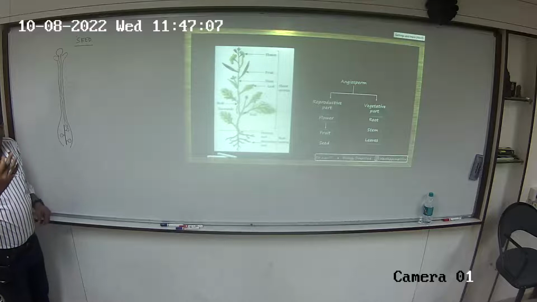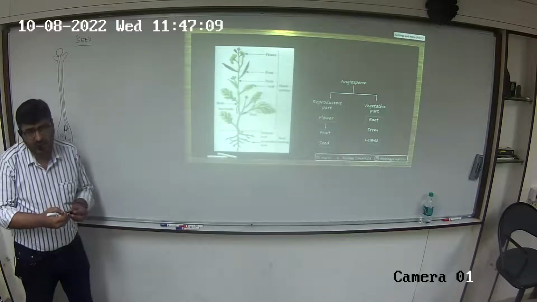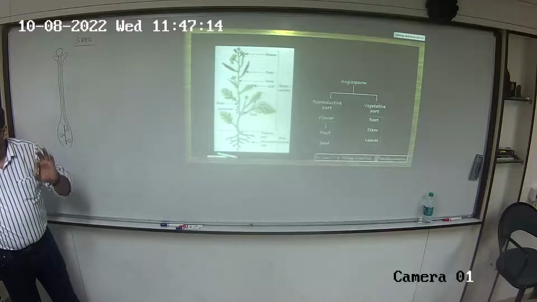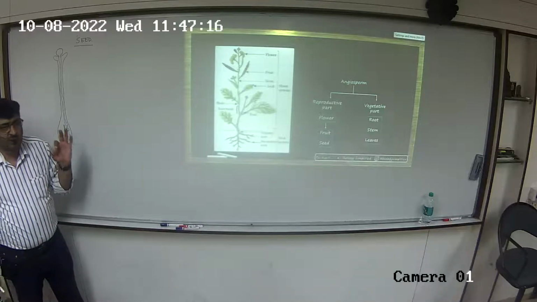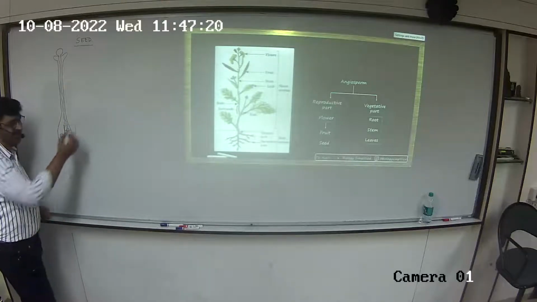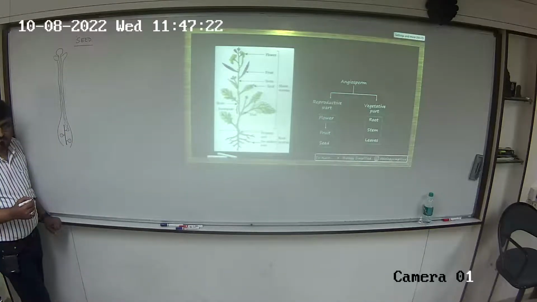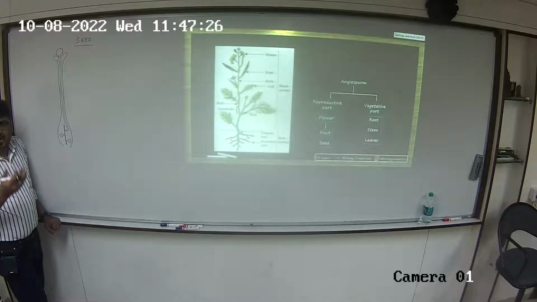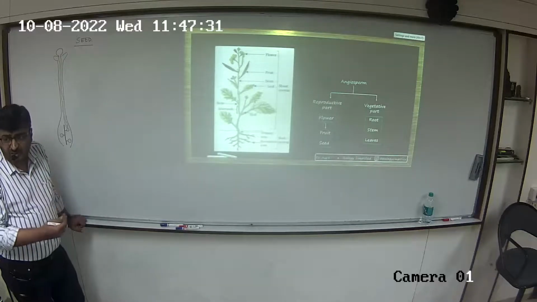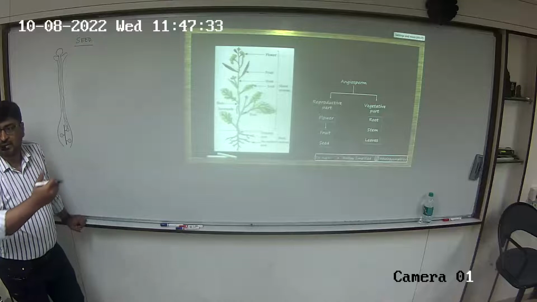Now the fruit discussion we have done. Pericarp, seed, epicarp, mesocarp, endocarp, all that is done. So our today's discussion first part is about the seed. Now if ovule is becoming seed, ovule is converting to seed.